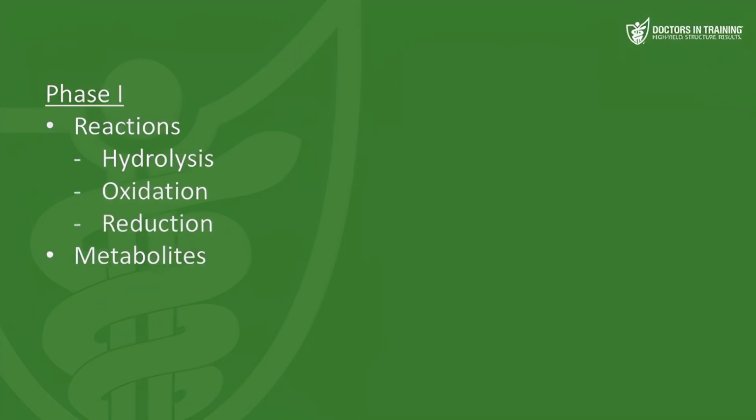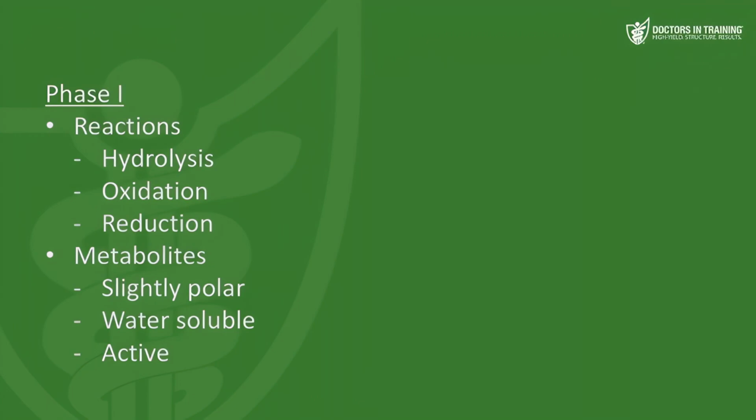These kinds of reactions result in slightly polar, water-soluble metabolites, which are often still active. Occasionally, phase 1 will inactivate a drug, but sometimes phase 1 reactions can activate a drug and make it more potent, like converting a prodrug into the active drug. Sometimes phase 1 metabolism can actually make a safe drug toxic. For instance, methanol undergoes oxidation, which is a phase 1 reaction, to become formaldehyde, which is even more toxic than methanol was to begin with.